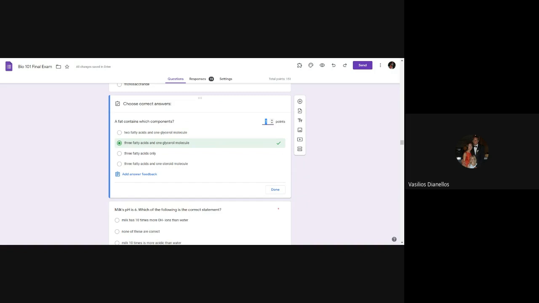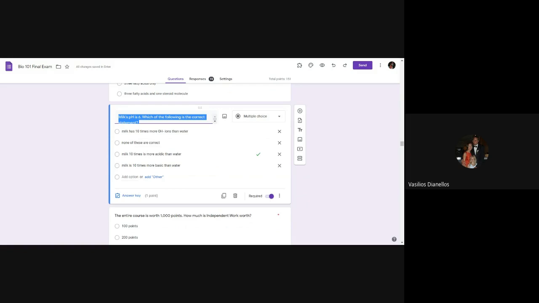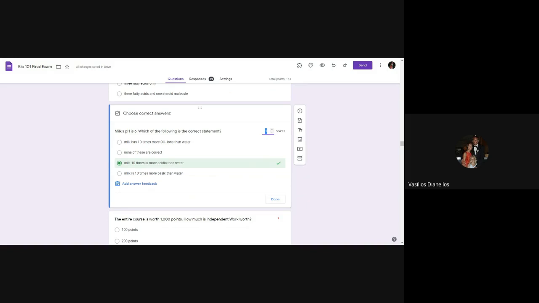Moving forward, milk's pH is 6. Which of the following is the correct statement? Well, if milk is 6, we know water is 7. So that means we are 1 step down from 7, meaning, first of all, we're more acidic. We're not more basic. Remember, each step is a tenfold magnification. So therefore, now we have the information we need to answer this. Milk is 10 times more acidic than water. It's that simple. Let's look at the other choices. Milk has 10 times more OH ions than water.